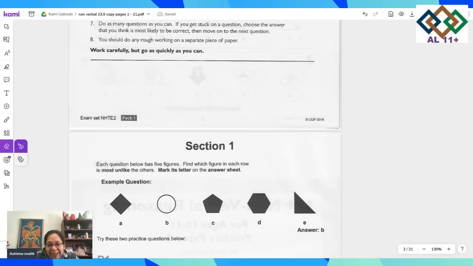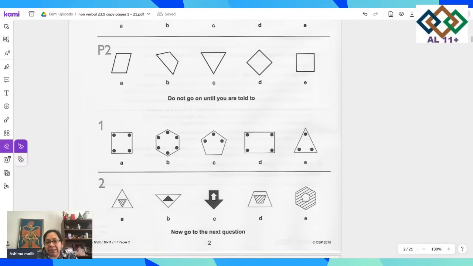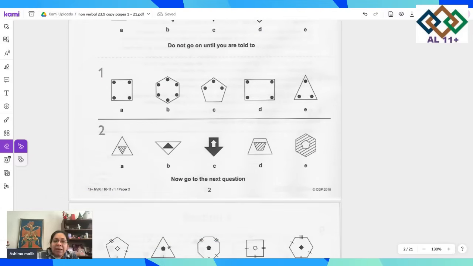So basically they are telling you each question below has five shapes. Find which one in the row is most alike. So basically the odd one out. Odd one out is something which will definitely come in Newstead. If you have a shape like this, you all have to be really careful to look at the shapes. Remember that when you have odd one out, you have to think about the sides, the shading, and side shading, and look at the differences. This is something you have to do.